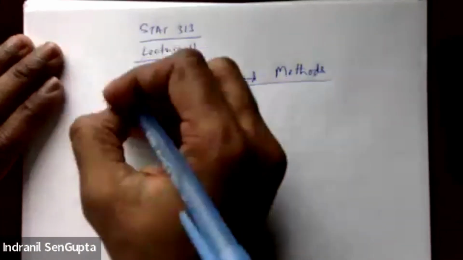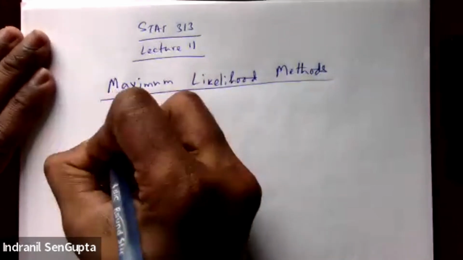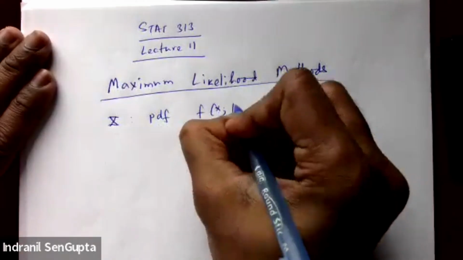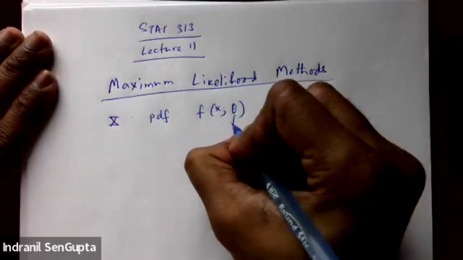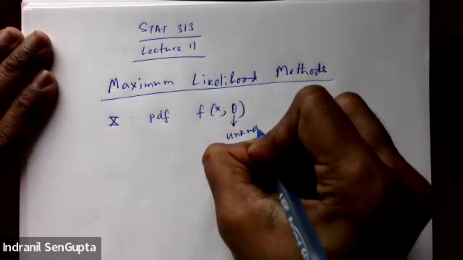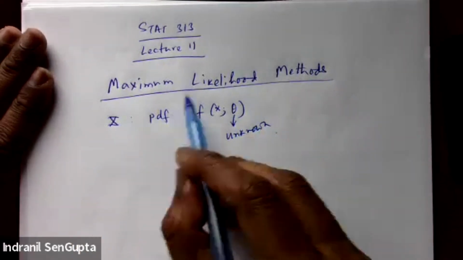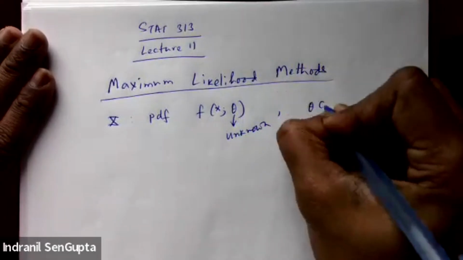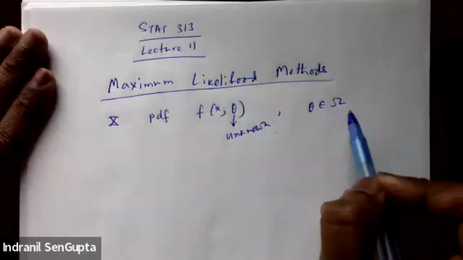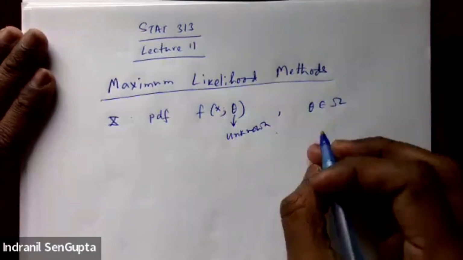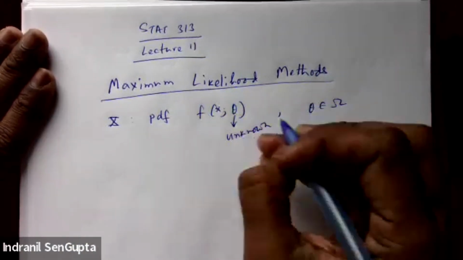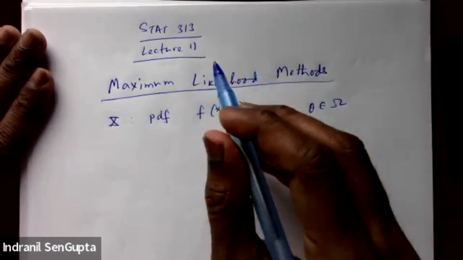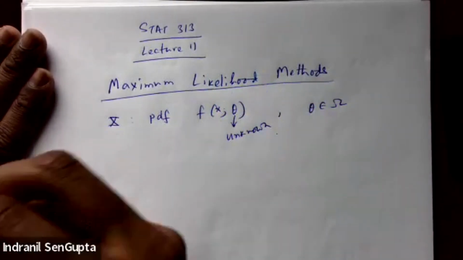Suppose we have a random variable X that has a PDF f(x; theta), and this theta is unknown. So the PDF depends on some unknown parameter theta, and we usually take theta to be unknown, but we know that it's in some set Omega. Now, how do you estimate this theta? That's the question of this entire maximum likelihood method section.